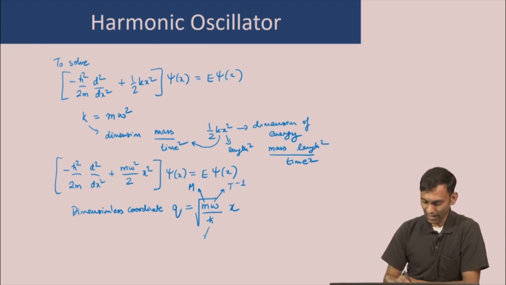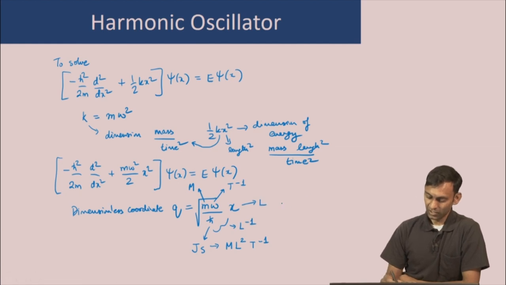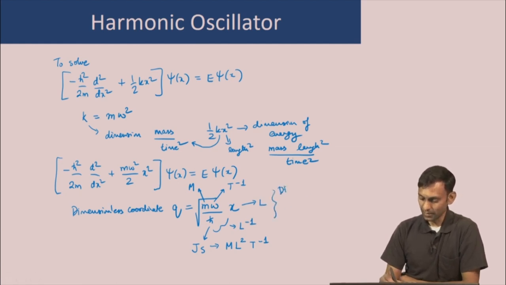h bar has units of joule second, so dimensions are mass length squared time inverse. So, you see that inside the square root, the mass in the numerator and denominator cancel and the time inverse in the numerator and denominator cancel, and you are left with 1 over L squared under the square root, which is 1 over L. So, the dimension of this entire square root is L inverse and the dimension of x is L. So, the dimension of this entire q is dimensionless.